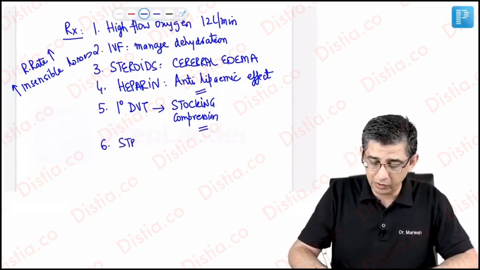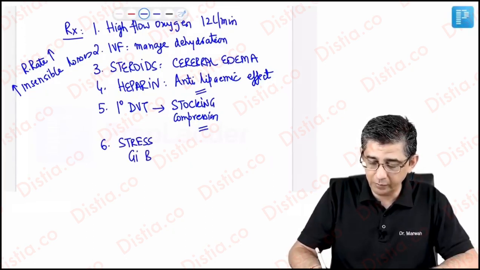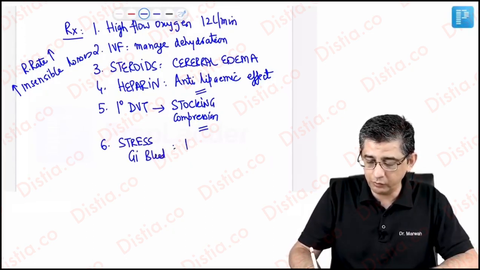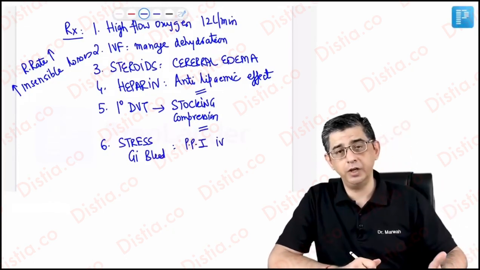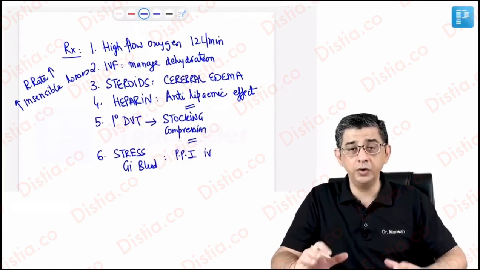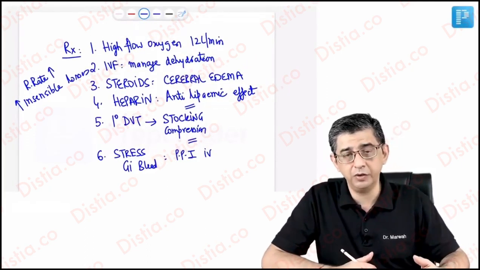Also, these patients, because of their medical illness, will be predisposed to stress GI bleeding. So pantoprazole would be routinely prescribed to these patients intravenously. This would minimize the chances. So good supportive care, good nursing care can definitely ensure some chances of survival for these patients.